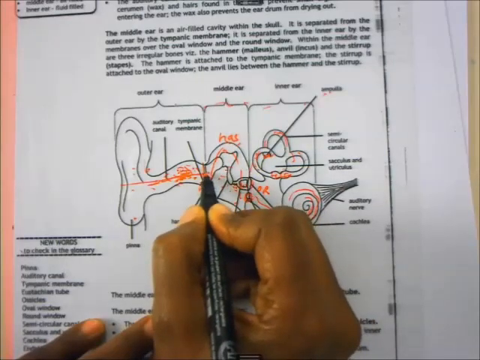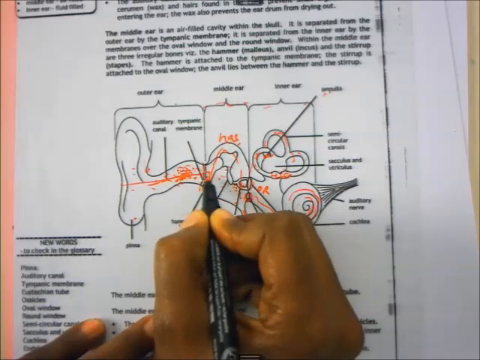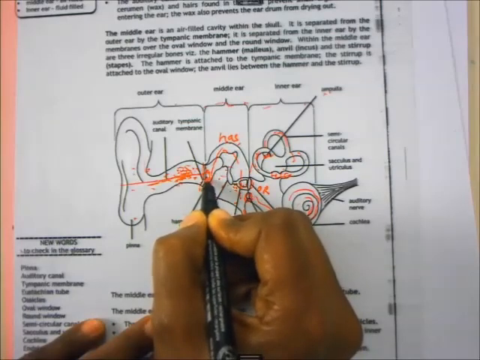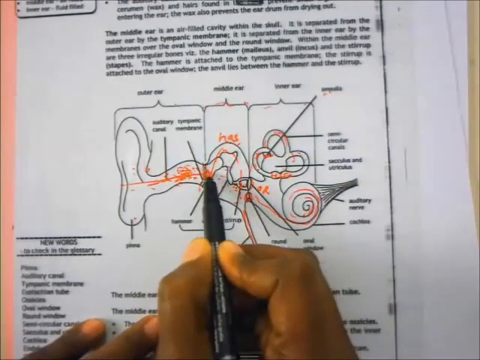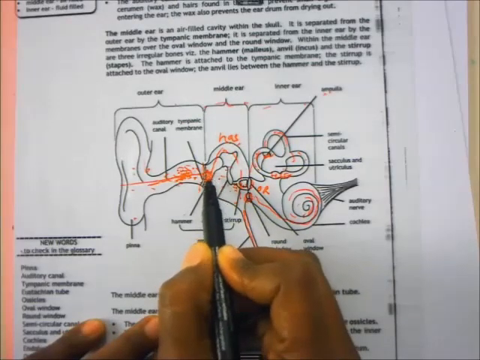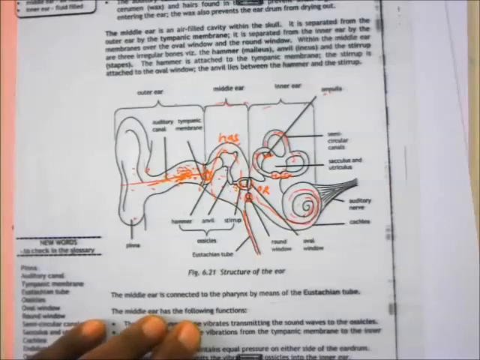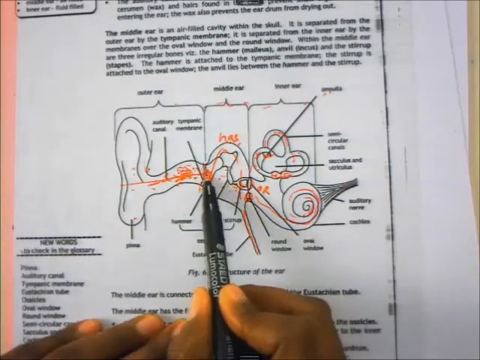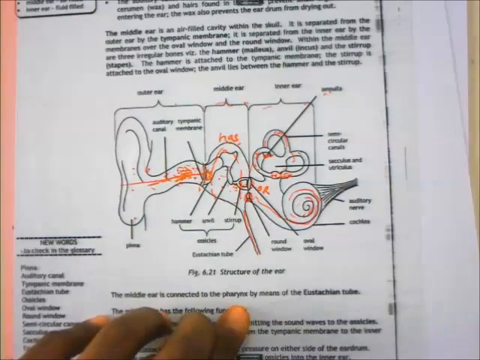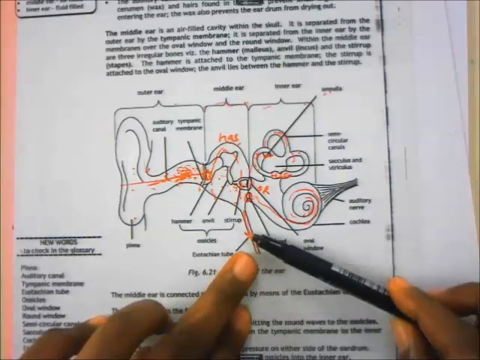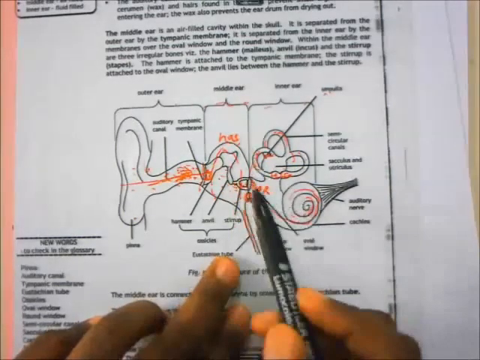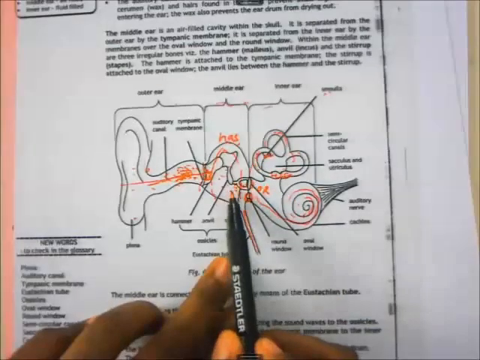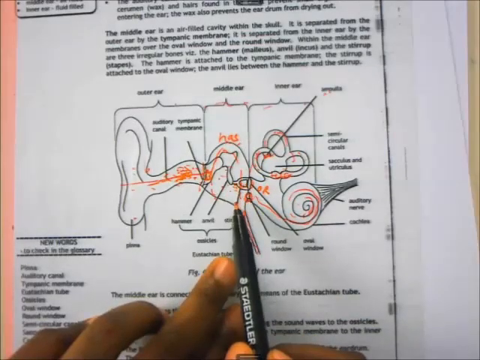So normally, to restore hearing, the doctor will put a small plastic here that has a hole. So now this small plastic that looks like a button is called a grommet. So now the function of this grommet will be to bypass the eustachian tube.